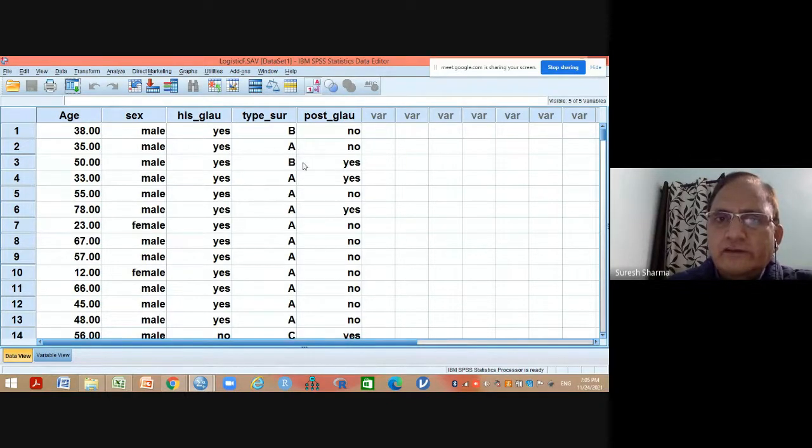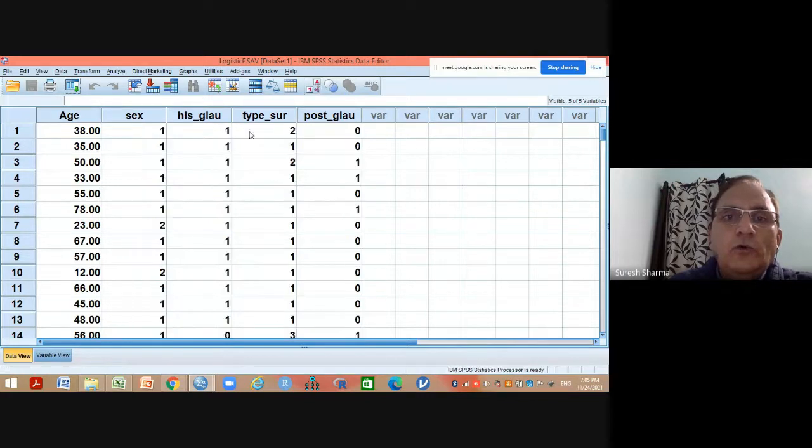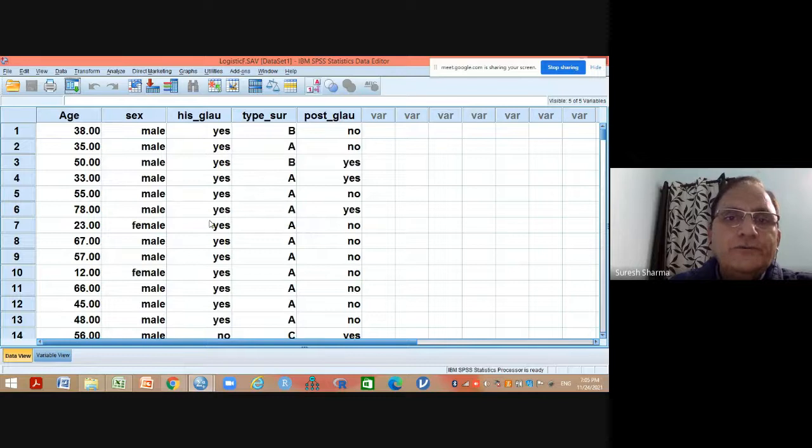There are two types of surgeries which are performed, and glaucoma depends upon the history, whether the parents were having or the grandparents were having. Just like cancer also depends upon the history, and heart problem also depends upon the history. So same way, glaucoma also depends upon the history. So history of glaucoma, yes. History of glaucoma, no. So one means yes, zero means no.